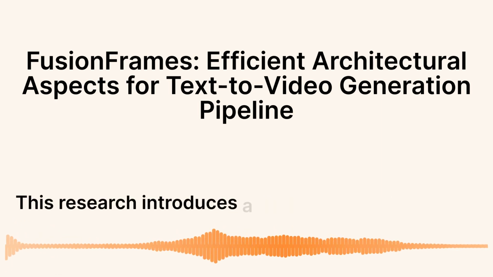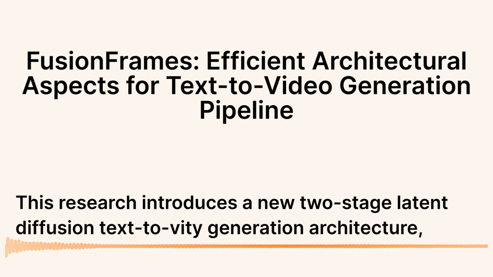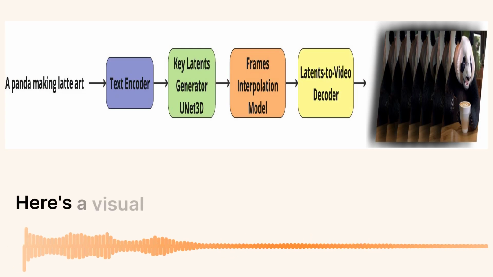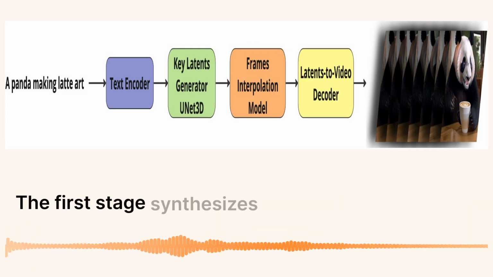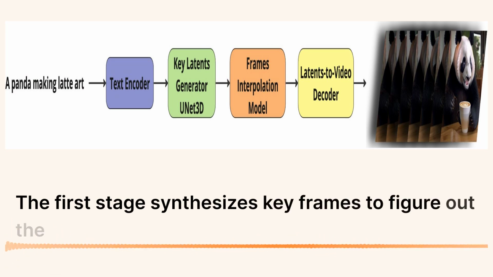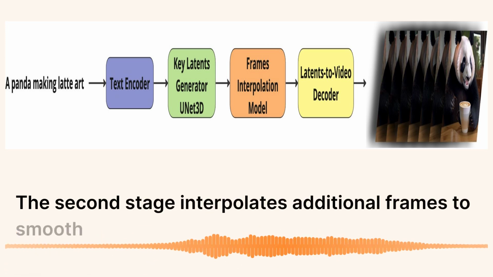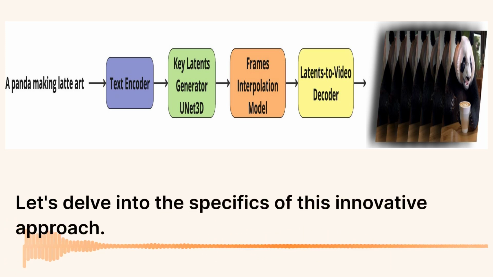This research introduces a new two-stage latent diffusion text-to-video generation architecture based on text-to-image diffusion models. Here's a visual representation of the FusionFrames pipeline. The first stage synthesizes keyframes to figure out the storyline. The second stage interpolates additional frames to smooth the movements. Let's delve into the specifics of this innovative approach.